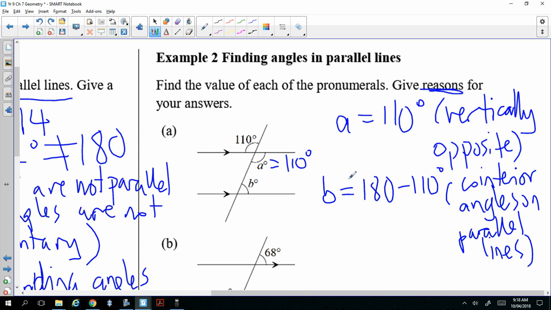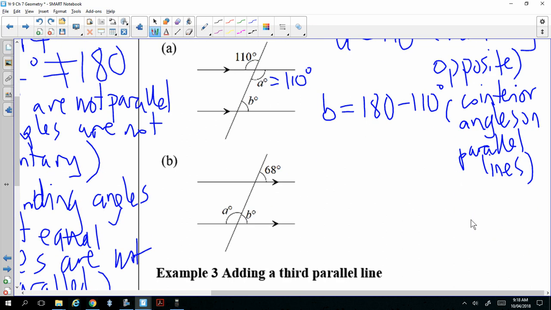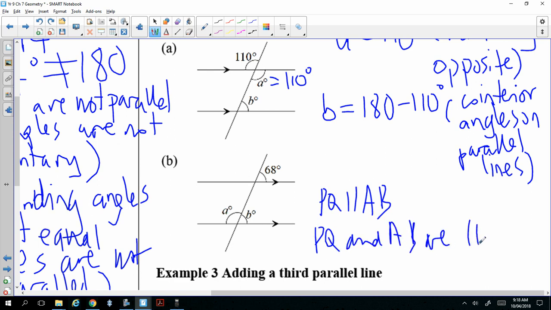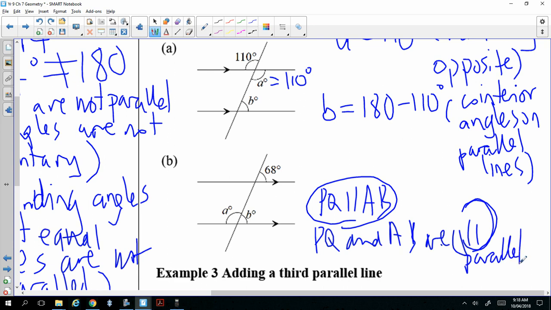You can say PQ parallel to AB, but you can't say PQ and AB are parallel. That would look like 11. But if you write it in the middle, that's clear. But if you write it at the end, it's not clear. Does that make sense? So it would look like 11, not parallel. So you have to use the word parallel. But if you write it in between two lines, it will be very clear. It doesn't mean 11, it means parallel. All right, that's a good question.